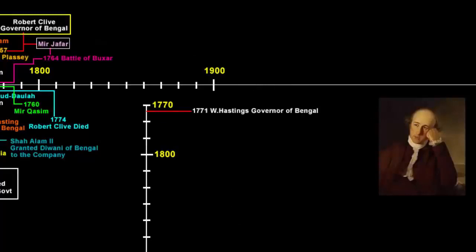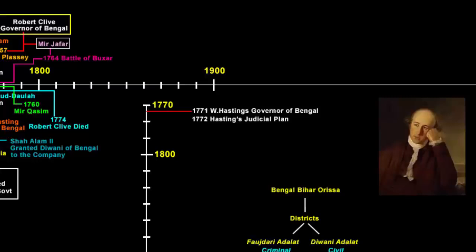Now, keeping that in mind, in 1772, Governor Warren Hastings formulated a new system of justice, which was also known as the Judicial Plan of 1772. So, what happened was the area of Bengal, Bihar, and Orissa was divided into several districts. Each district was to have two courts, a criminal court, which was named as Faujdari Adalat, and a civil court, which was named as Diwani Adalat. And each of these districts had an English collector as its head. Now you can relate how the present day district administrative system came into existence.